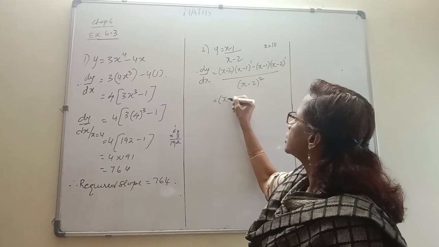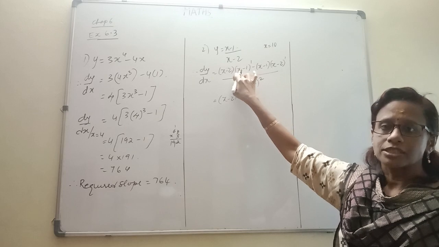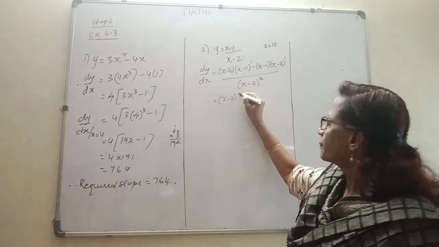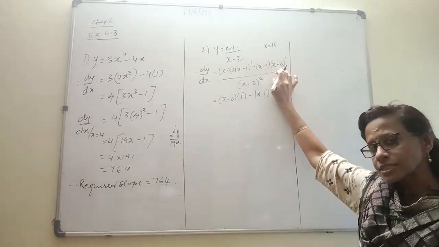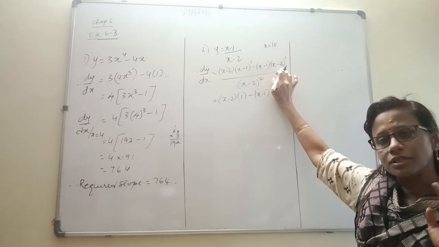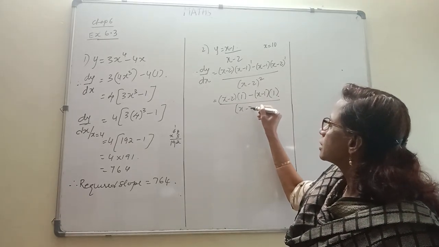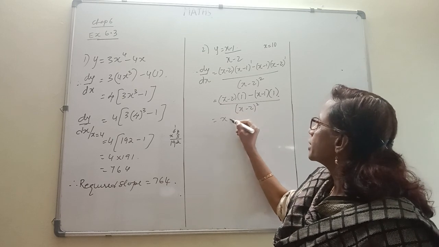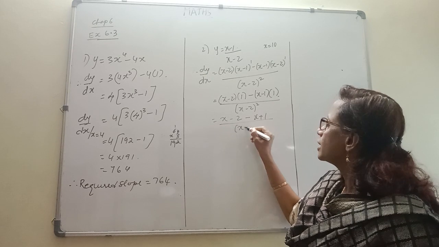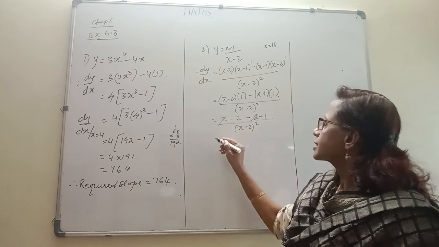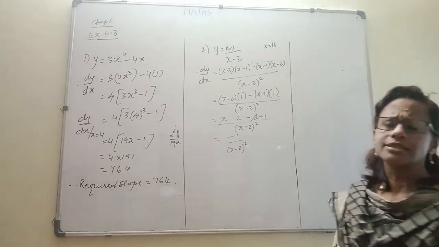x minus 2 as it is, derivative of x minus 1 means derivative of x and derivative of 1. Derivative of x is 1 and derivative of 1 is 0. So that is 1. Also x minus 1 as it is, derivative of x minus 2: derivative of x is 1 and derivative of 2 is 0. Like that, this will be 1. Let's see what comes: x minus 2 minus x plus 1 by x minus 2 the whole square. x can cancel, minus 1 by x minus 2 the whole square. That's it. That is dy by dx.